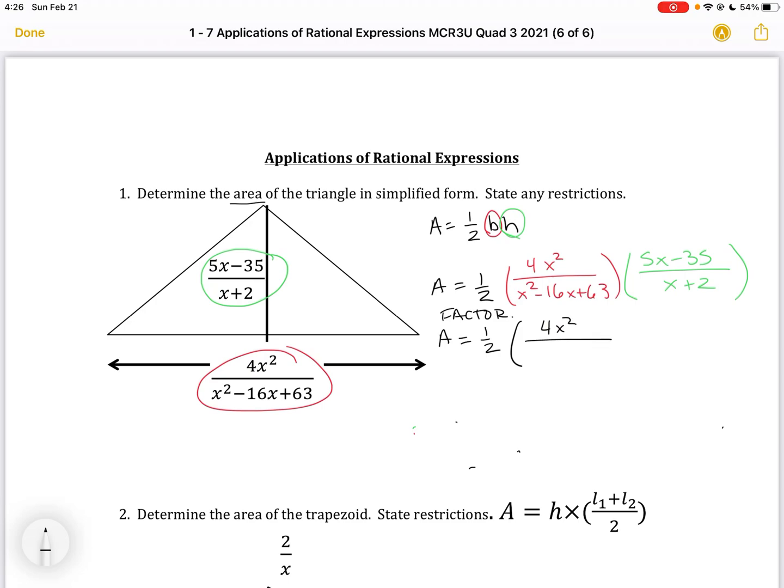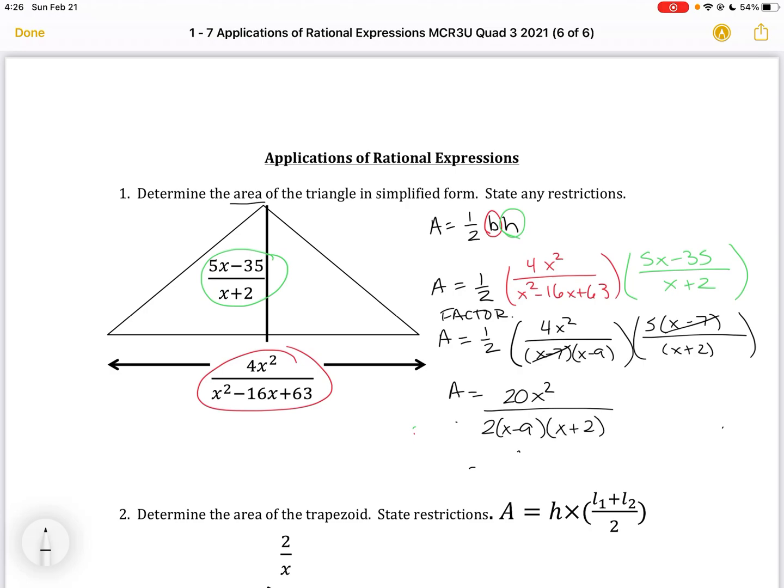So 4x squared over, let's see, that's going to factor to x minus 7, x minus 9. And then my second one, I can common factor the numerator. So 5 times x minus 7 over x plus 2. That doesn't factor. So I can only cancel one thing, but that makes things a little bit simpler. And now I can multiply across. So I have 20x squared all over 2 times x minus 9 and x plus 2.